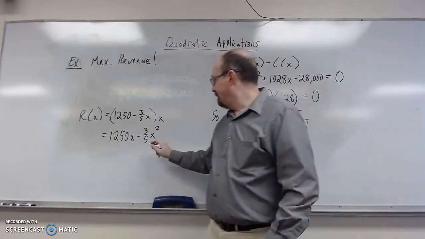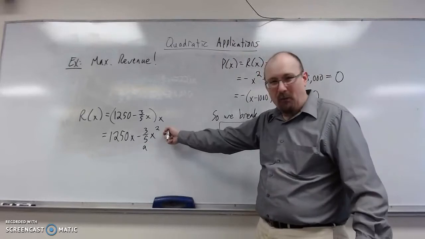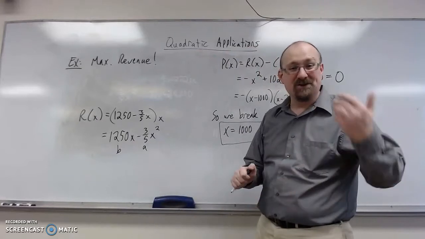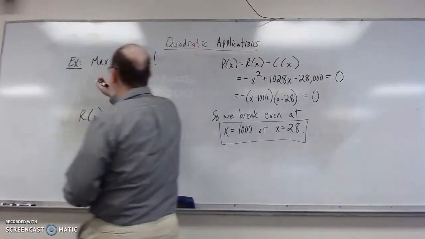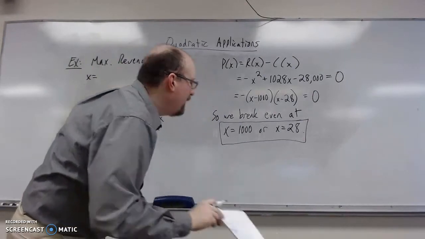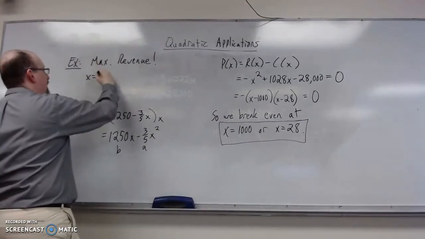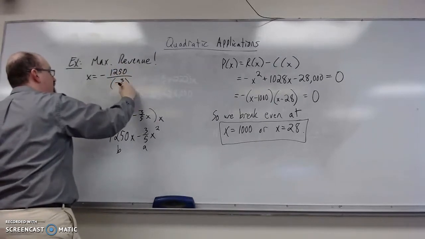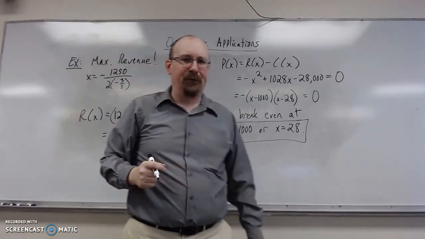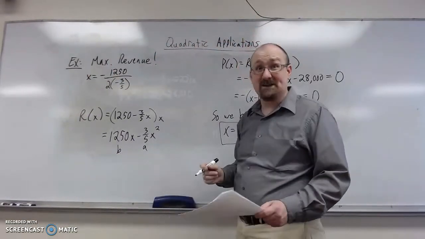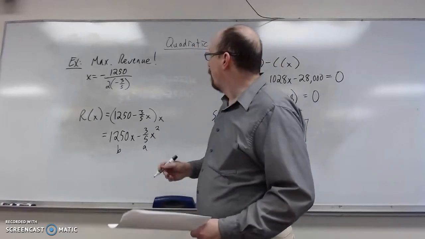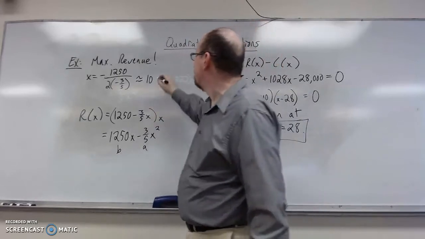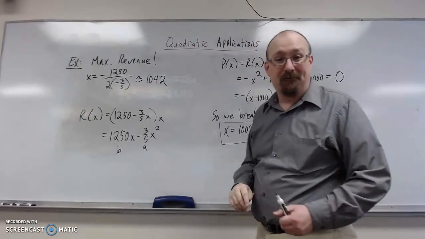Here's our revenue function. It's written backwards, but the coefficient of x squared is my a, so a is -3/5. My b would be the coefficient of x, the 1250. So if I work that out, I get negative b, so negative 1250 over 2 times -3/5. Don't forget the 2. I nearly forgot to write it down, so that would have messed things up quite heartily. When you work this out, it's not a clean integer. You end up with a decimal part, but I rounded it to 1042.